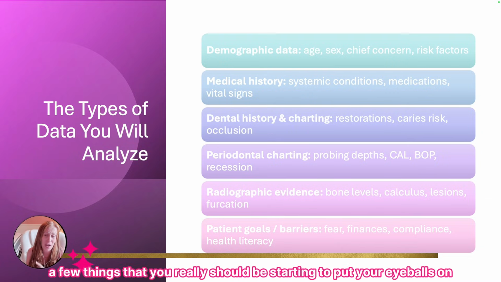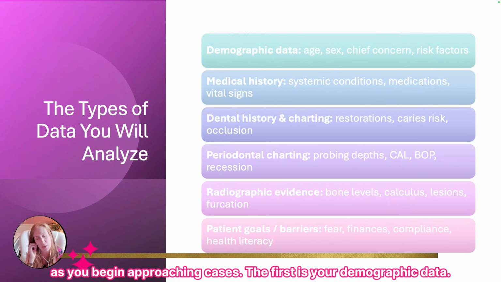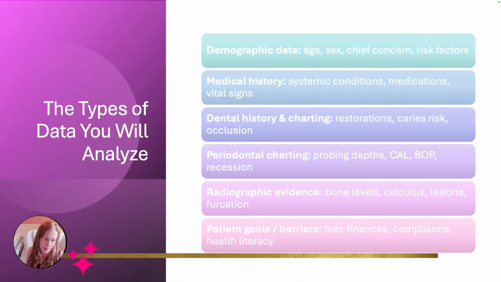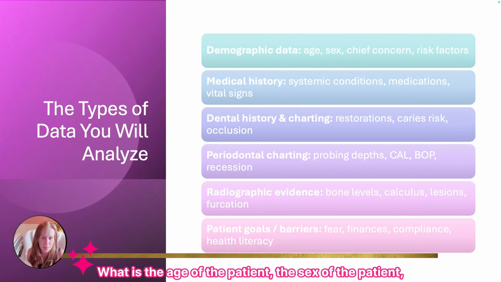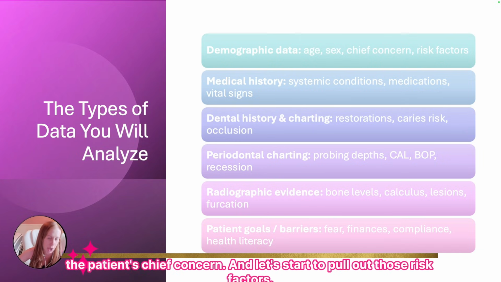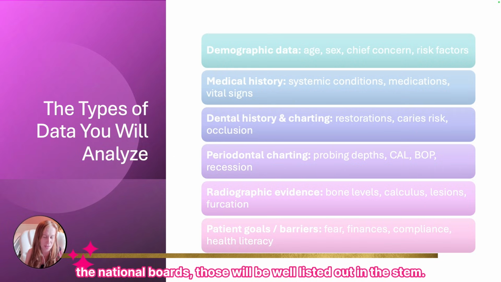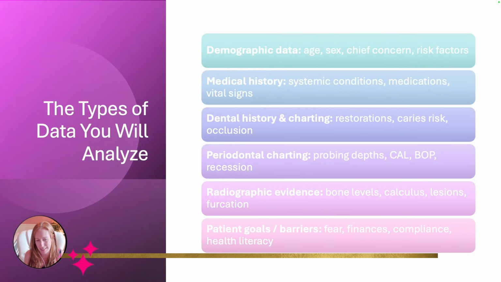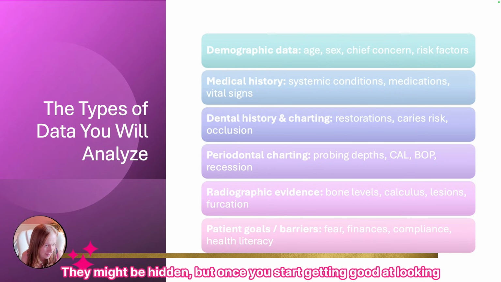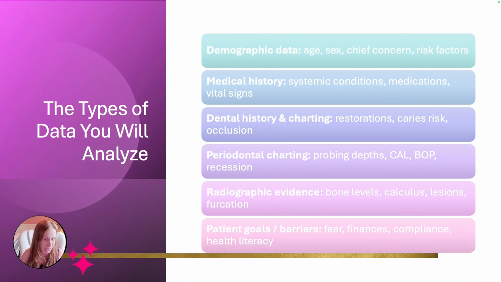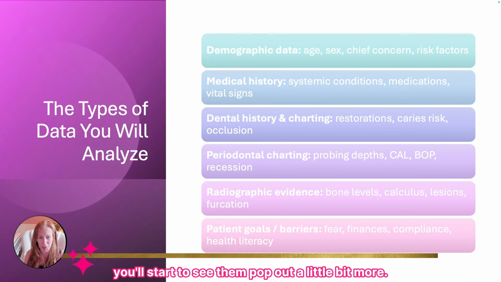As an overview, a few things that you really should be starting to put your eyeballs on as you begin approaching cases. The first is your demographic data. What is the age of the patient, the sex of the patient, the chief concern, and let's start to pull out those risk factors. When you look at cases, particularly in preparation for the national boards, those will be well listed out in the STEM. They might be hidden, but once you start getting good at looking at how cases are aligned, you'll start to see them pop out a little bit more.